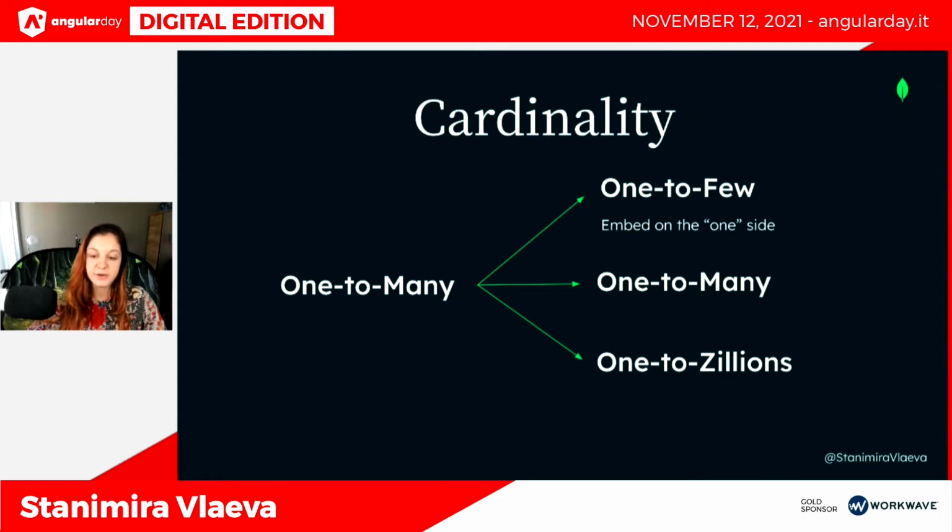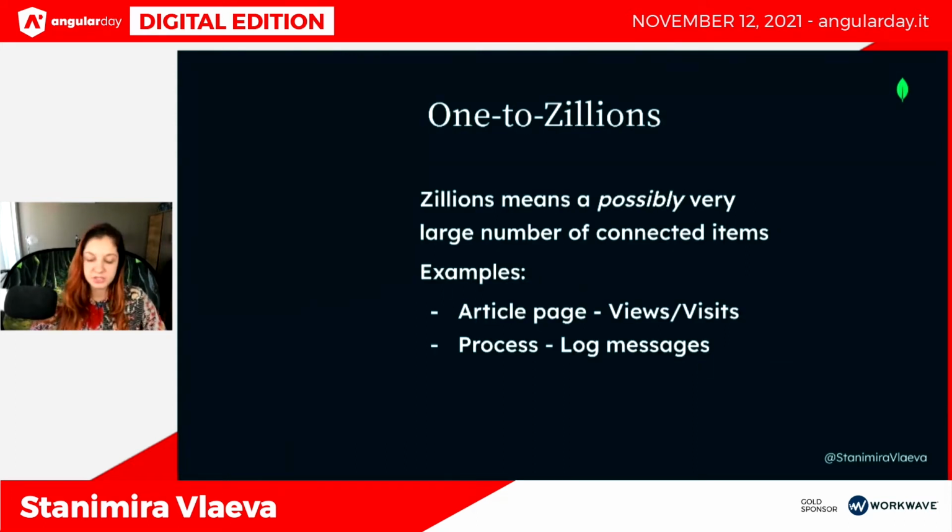Let's cover the other extreme, one-to-zillions. So zillions is just a fancy word for a very large number. And here in this specific case, it means a possibly very large number. So we may have just a few, but we may also have millions or even billions of connected items. Let's talk about an example. We write an article and put that on our blog.